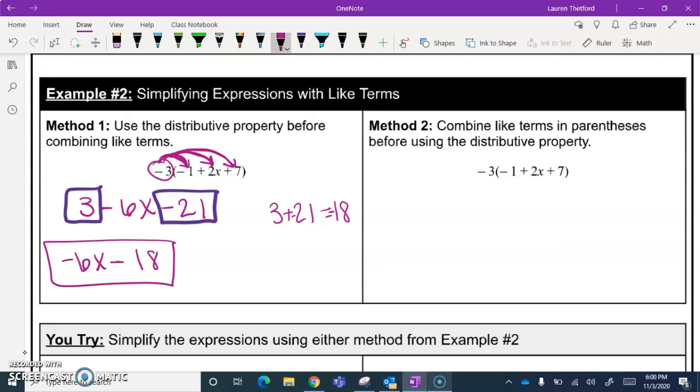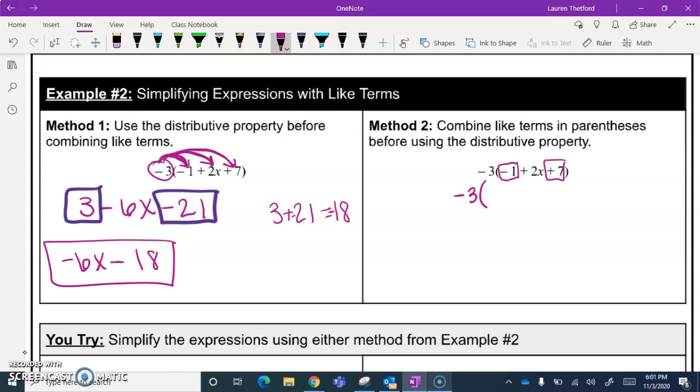For method 2, it says combine like terms in the parentheses before using the distributive property. So we're going to see, can we get the same answer on these two problems by doing two different methods? So first, we need to combine our like terms. So we have two constants. We're going to leave our -3 on the outside.